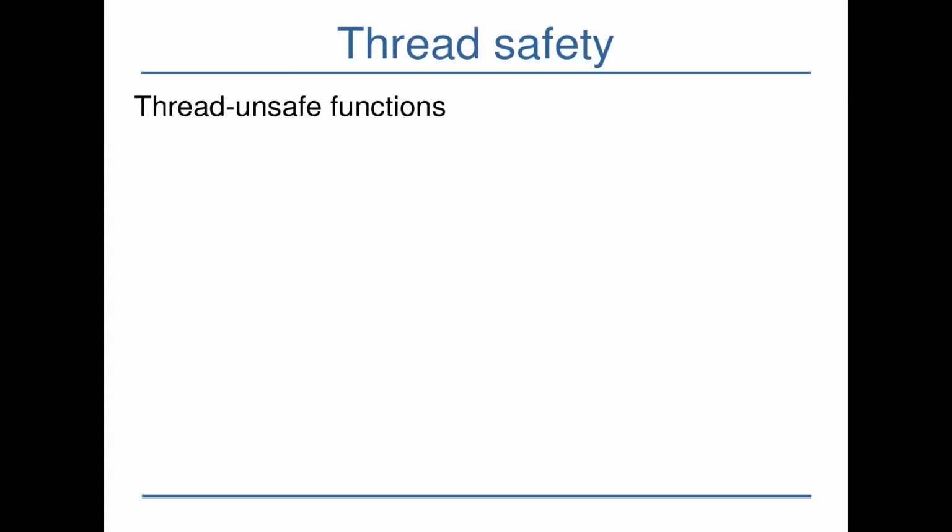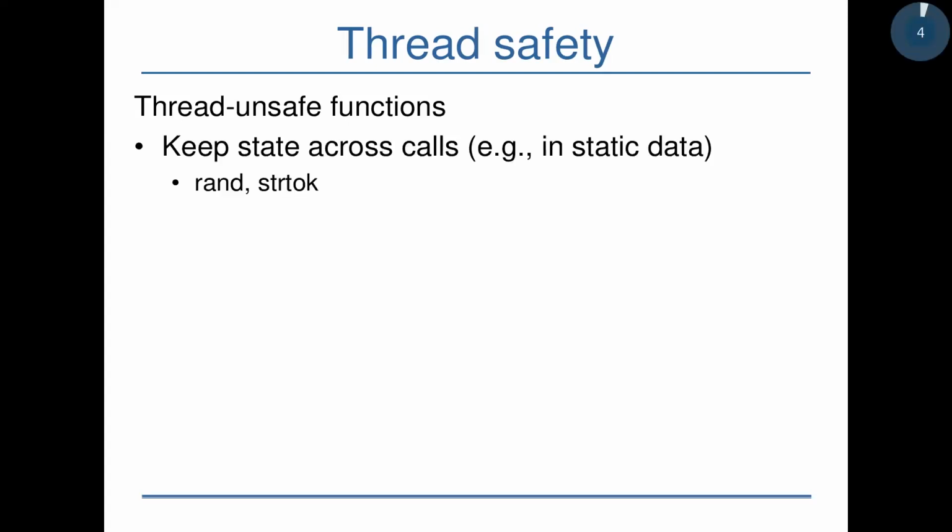Okay, so just to give some introduction about thread safety, quite a few functions, for historical reasons, were thread unsafe. So for example, sometimes we keep state across calls in functions such as strtok, which will parse the string and separate it into different components. There is also a rand call, like a random number generator. All these things are not actually thread safe because they keep state in static data.